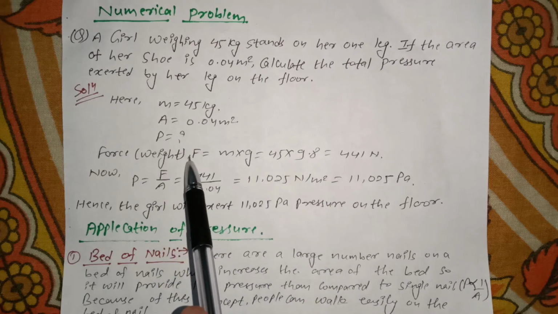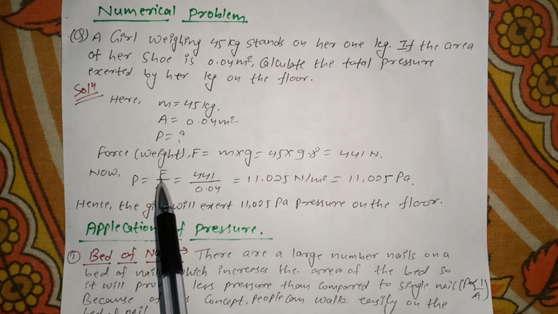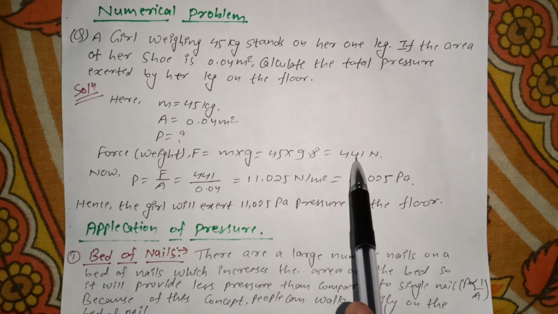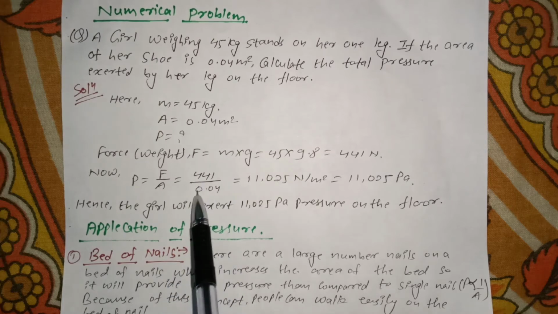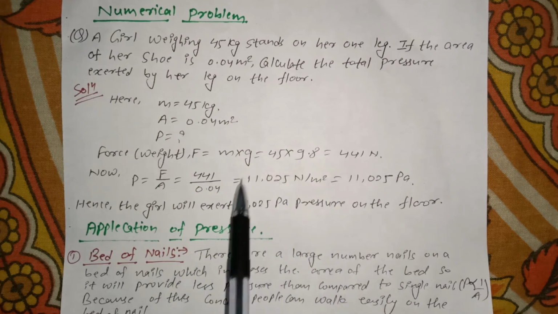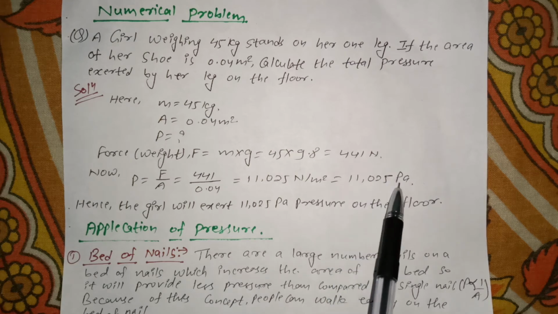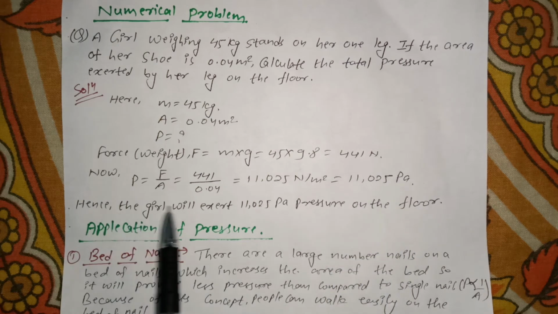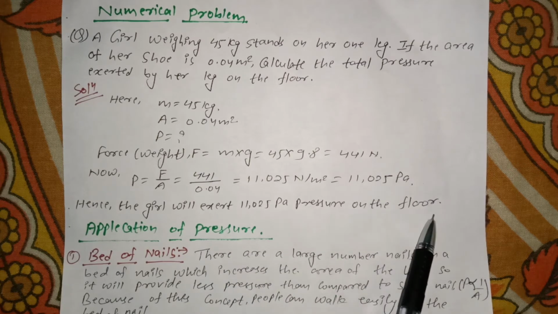Now if we use this value in the formula, that is P is equal to F by A, in place of F we need to write 441 and in place of A we need to write 0.04. Then we will get this much amount of value, and this is our required answer, that is 11,025 Pascal. Hence the girl will exert 11,025 Pascal pressure on the floor.